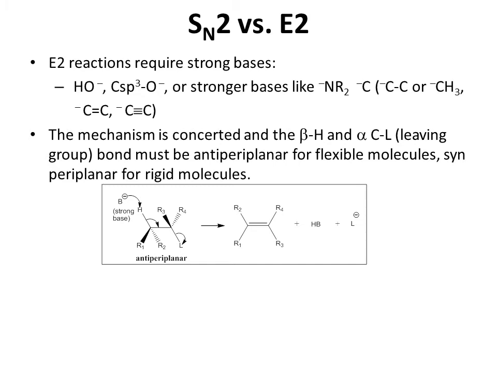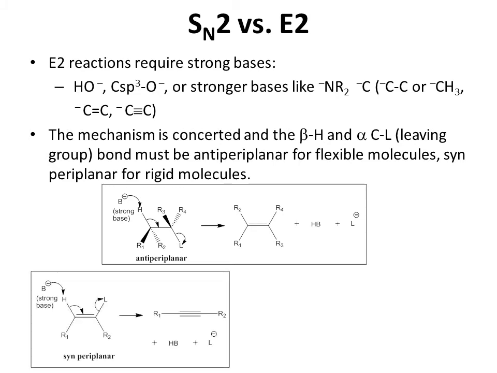And then you show the displacement of the leaving group. The electrons flow completely to the L, so the arrow tip should go toward the L. That forms your alkene plus the protonated base and the leaving group. Under rigid conditions, such as in this alkene situation, where there is a beta hydrogen and an alpha leaving group, you can be either syn or anti-periplanar. We're showing the syn-periplanar example.